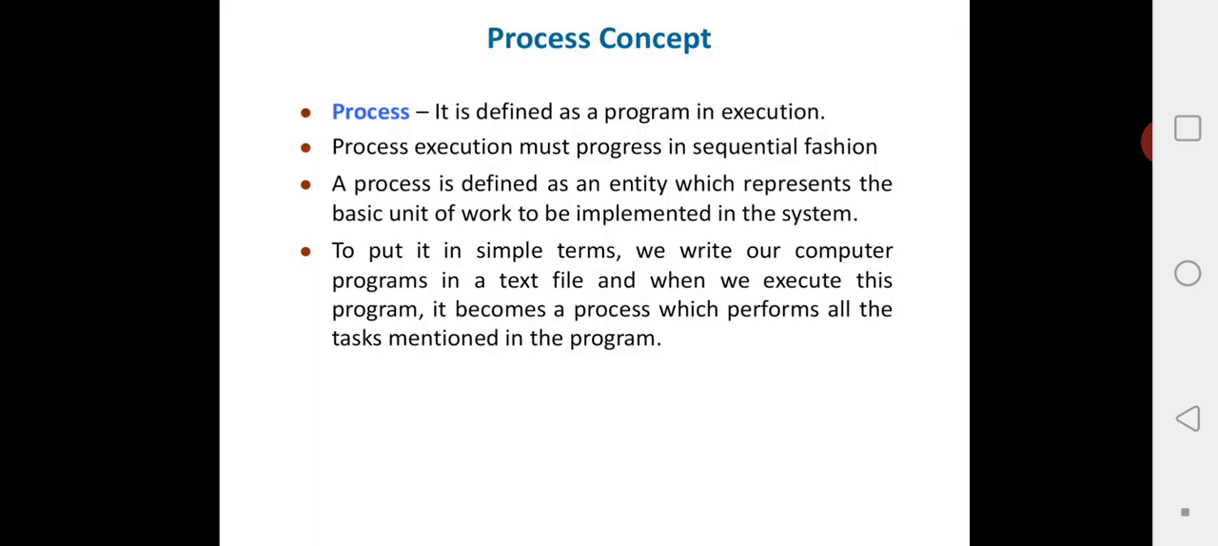So first one is process. It can be defined as a program in execution. It means whenever you are executing any program, whatever flow of execution is associated with that program is known as process. Process execution must progress in sequential fashion. Sequential fashion means one after other. A process is defined as an entity which represents the basic unit of work to be implemented in the system. So it forms a basic unit of work.